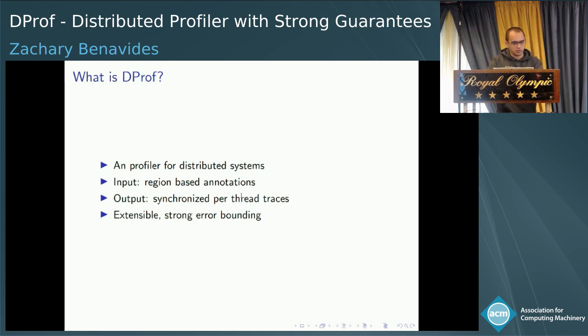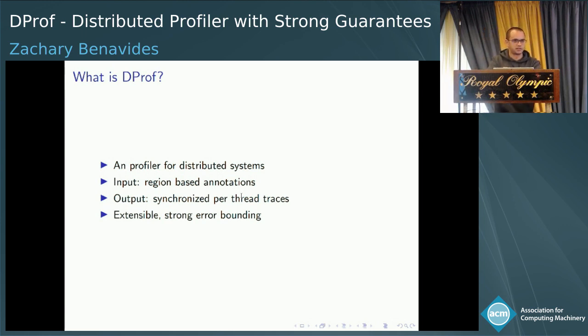And the output of DProf is basically a set of traces, one for each thread in the distributed system, which mark the events that happened, in this case entrances and exits to these regions that you've defined. And they're time-stamped with synchronized timestamps that are directly comparable to each other. So it's as if you had a shared clock in the distributed system when you're doing your analysis. So when you use DProf to write an analysis, you can just kind of pretend that you had one clock everywhere.